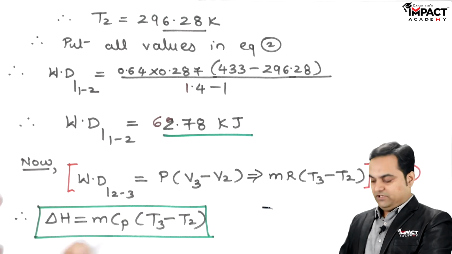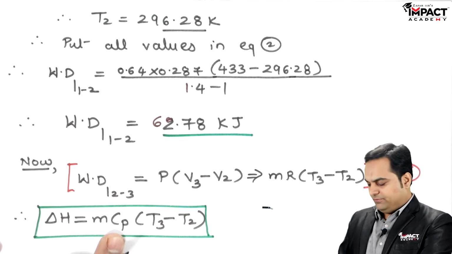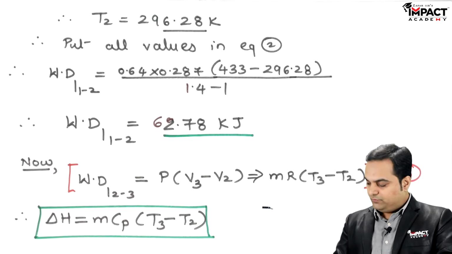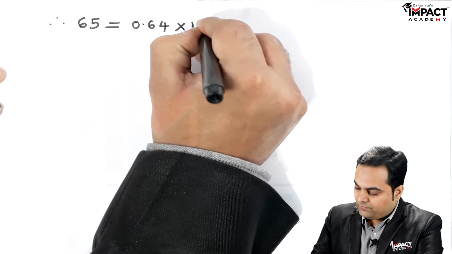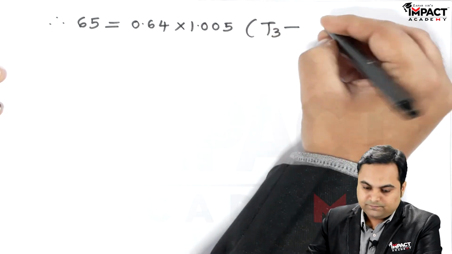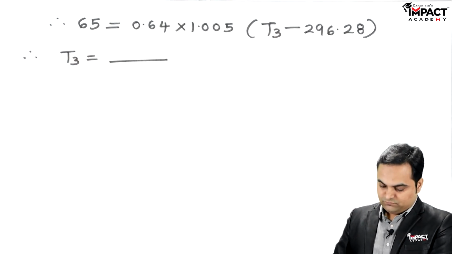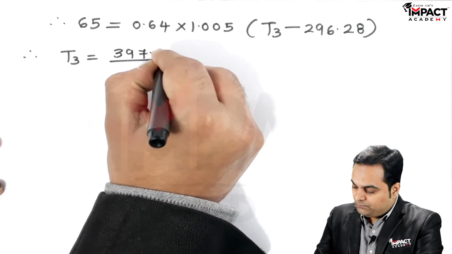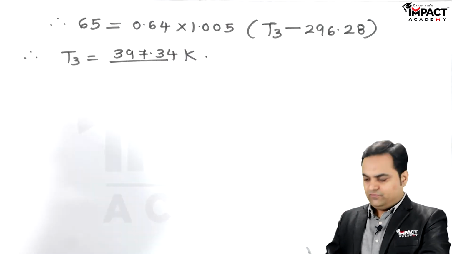Now in this formula, delta H is known to us, mass is known, Cp for air is 1.005 kilojoule per kg Kelvin, already given in the problem. T2 is known to us, so T3 can be found out. So I can just go on putting the values here. Mass 0.64, Cp 1.005. So T3 comes out to be 397.34 Kelvin.